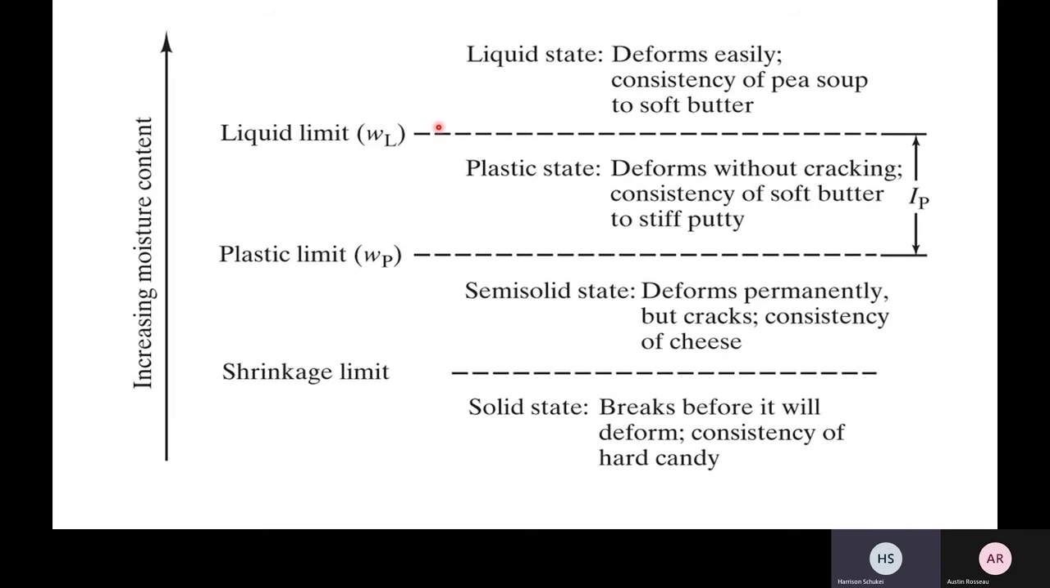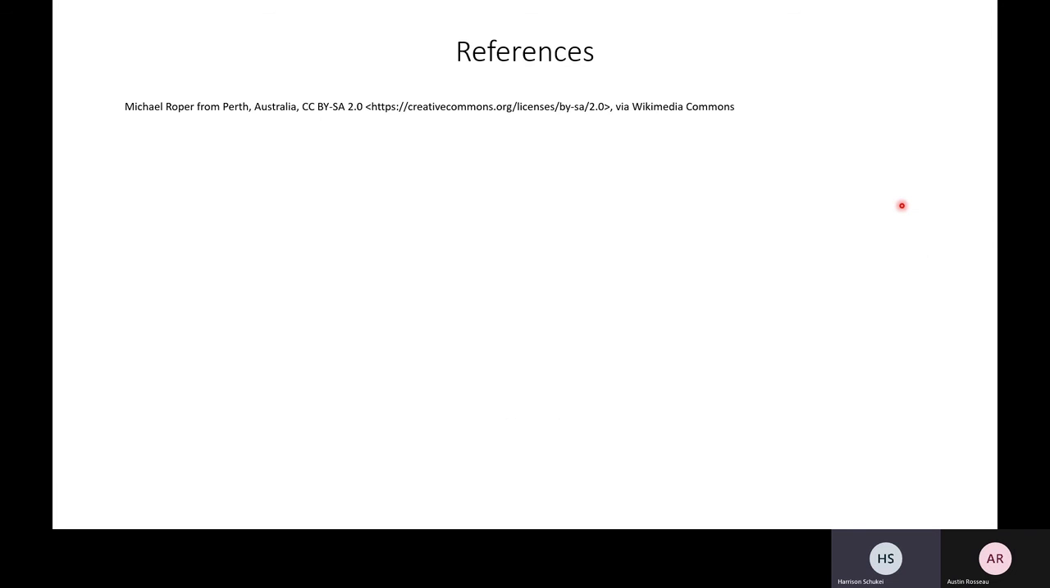In between the liquid limit and the plastic limit, you have what's called the plasticity index. This is the range of soil moisture contents where a soil is going to behave like a plastic material. It's useful for construction and other purposes like that. That's it.